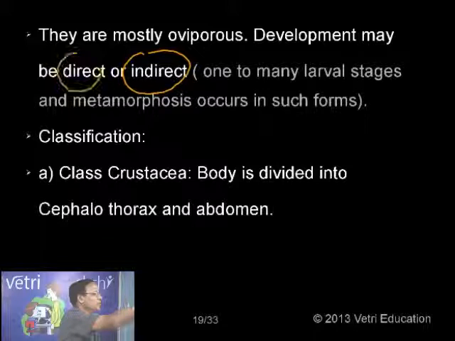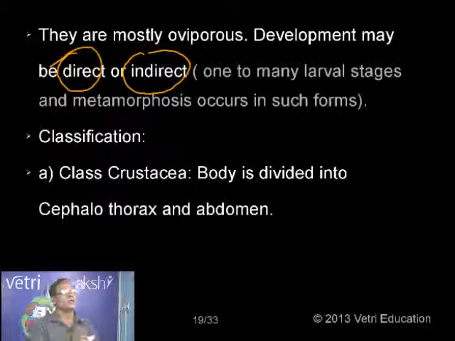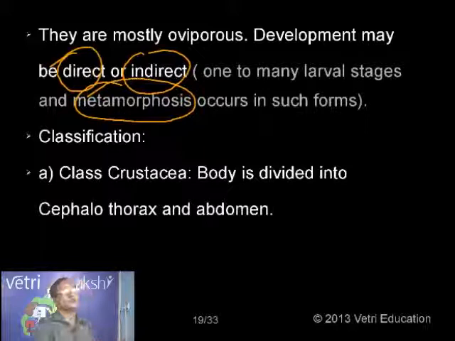When you have indirect development, always remember that we have a larval stage. Whenever you have a larval stage in an animal group, then we can say the development is indirect development. That means the animal has to pass through a number of stages to get converted into an adult form from the larva. That phenomenon is called metamorphosis. I mentioned already that metamorphosis is controlled by the endocrine hormone, along with another hormone, namely the juvenile hormone.